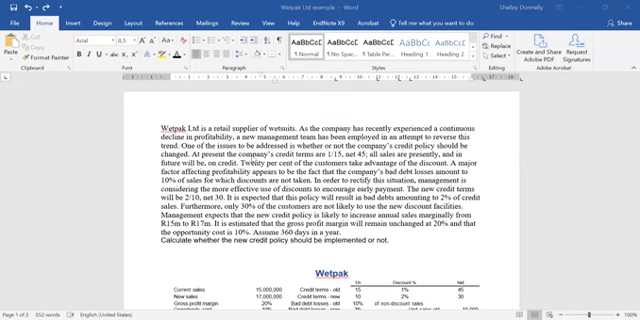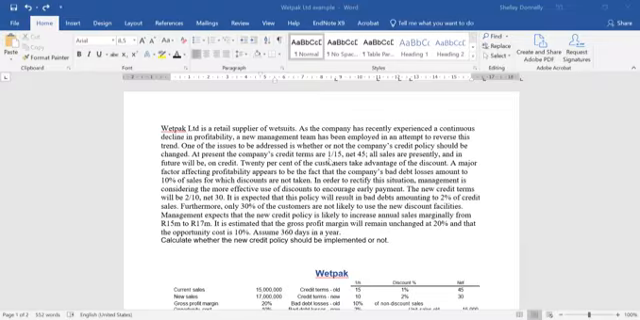So we've got a retail supply of wetsuits company. One of the issues they wanted to address is whether or not their credit policy should be changed. At present, the company's credit terms are 1/15, net 45, okay?